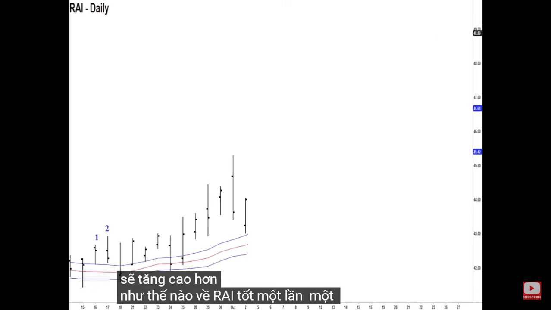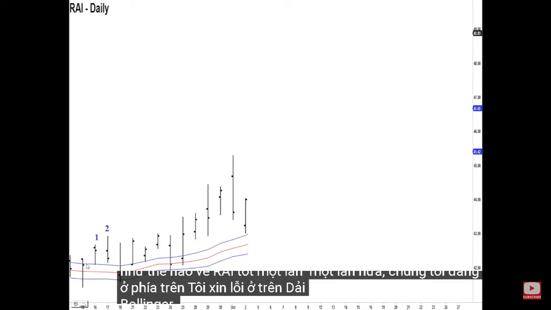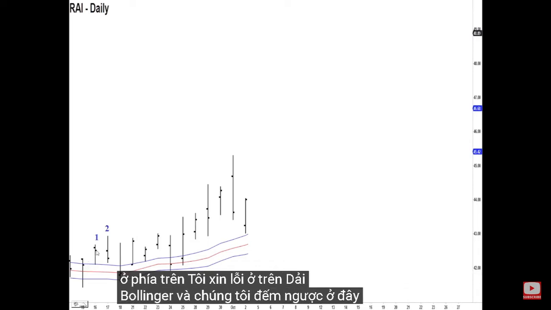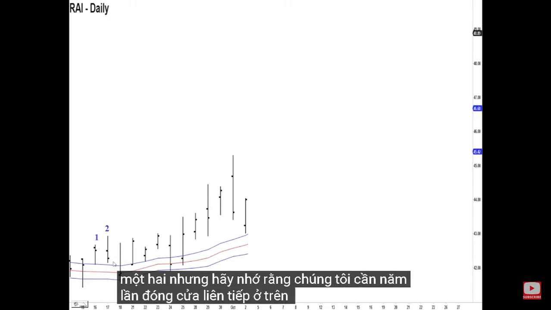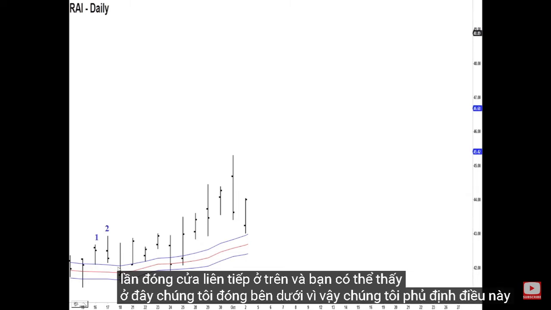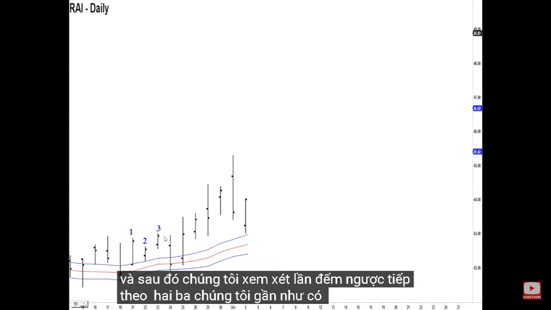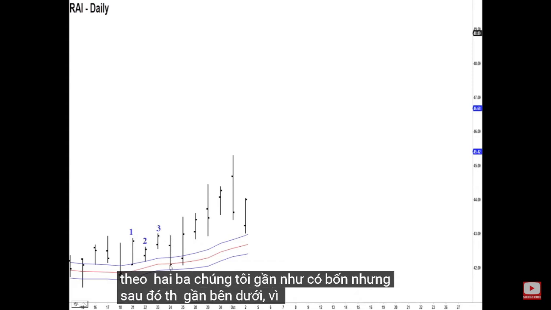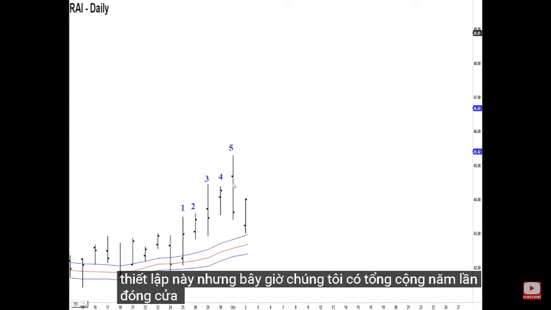How about RAI? Well, once again, we are above the Bollinger Bands, and we do our countdown. Here's 1, 2, but remember, we need 5 consecutive closes above, and as you can see here, we close below. So we negate this, and then we look at the next countdown. 1, 2, 3. We almost got to 4, but then this closed below. So we negate this setup. But now we have a total of 5 closes above the highest Bollinger Band.